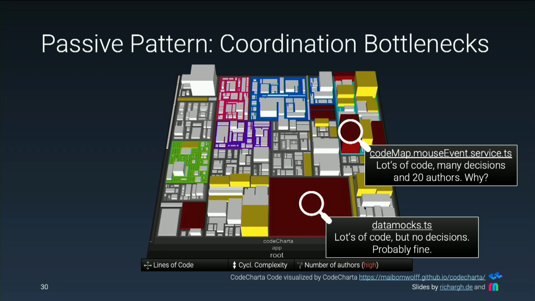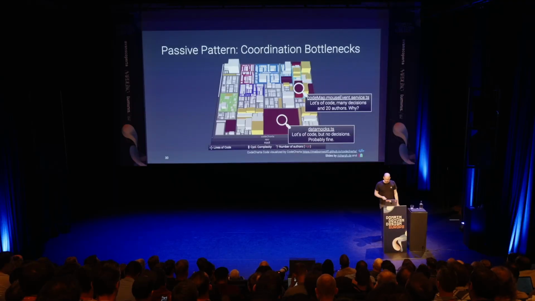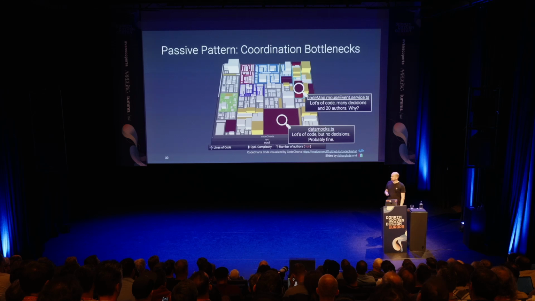And we have this nice thing called code map mouse event. Why does the mouse event have 20 authors? What does this mouse event do? I don't know, let's talk about it. Getting maybe into familiar territory, we have the next pattern, which is the multi-level dependency graph.